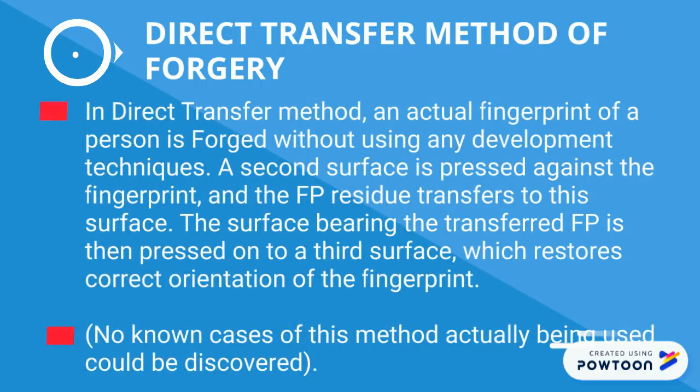Direct transfer method of forgery. In the direct transfer method, an actual fingerprint of a person is forged without using any development techniques. A second surface is pressed against the fingerprint and the fingerprint residue transfers to this surface. The surface bearing the transferred fingerprint is then pressed on a third surface, which restores the correct orientation of the fingerprint. No known cases of this method actually being used could be discovered.